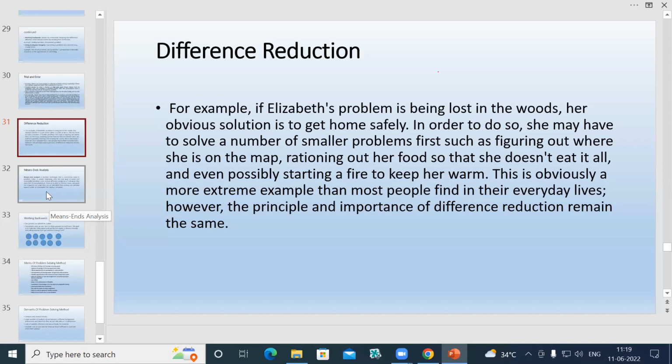So in difference reduction, we try to solve the problem in different stages, and you reduce the complexity of the problem at every level. Like in this example, first she figures out where she is on the map, then she thinks about her food, and then if it is cold, she starts a fire to keep her warm. So at every stage she reduces the complexity of the problem.